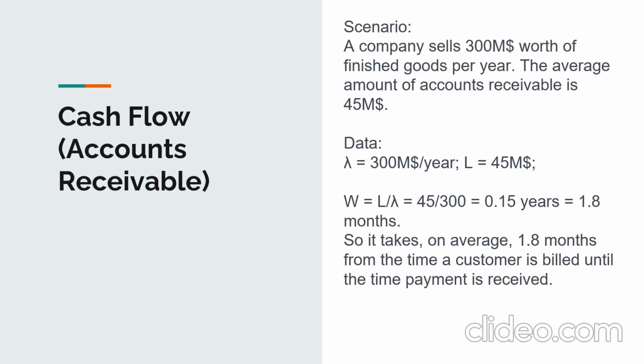Wondering how we can use Little's law for cash flows? Here's how. A company sells $300 million worth of finished goods per year. The average amount of accounts receivable is $45 million. It can be easily inferred that the rate of arrival lambda is $300 million per year and L is $45 million. Hence, the time taken to receive the payment after billing is done, which is W, is calculated as L by lambda and is found to be 0.15 years. On multiplying by 12, we get 1.8 months.